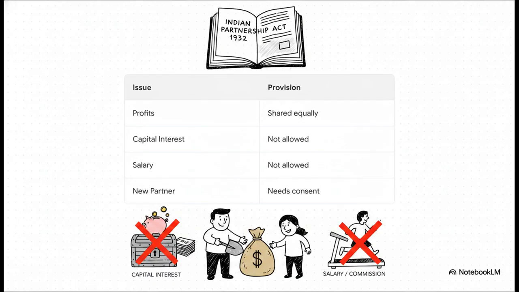Even if you put in 90% of the capital and do 90% of the work, without a written deed, the Act enforces an equal 50-50 profit sharing. It also strictly denies any salaries or commissions for extra work and completely prohibits paying out interest on the capital you invested.